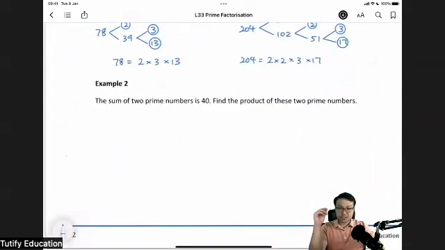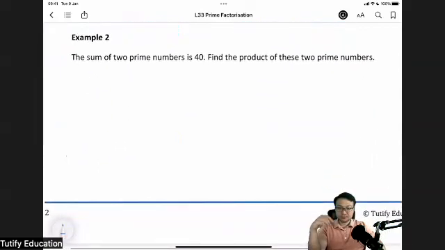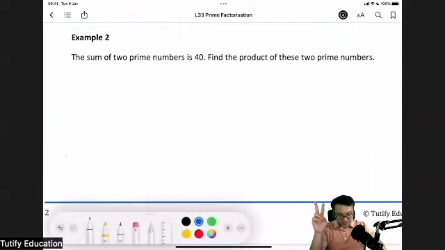Yeah? Let's look at example 2 now. They say that there are two prime numbers, and these two prime numbers add up to 40.